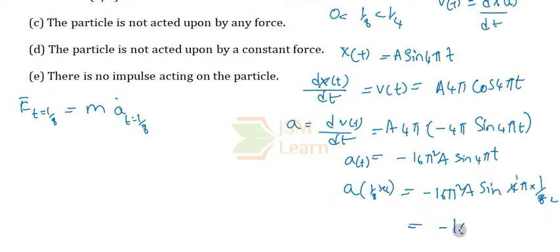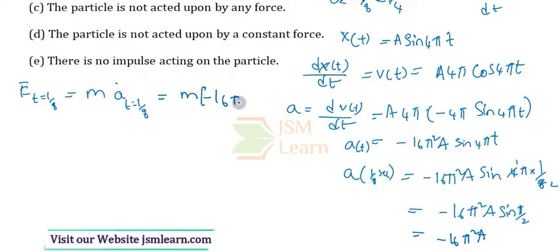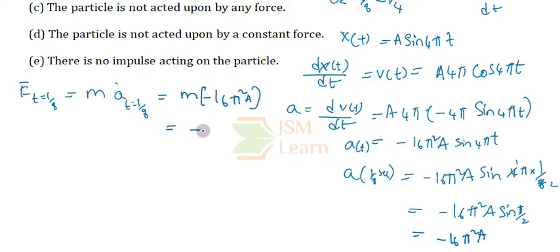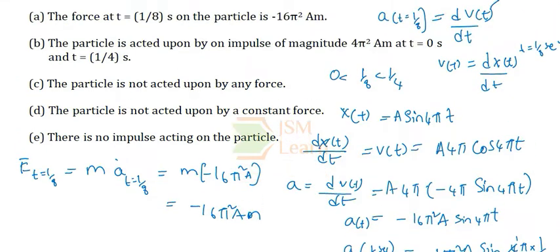So you obtain that acceleration is minus 4 pi square a sine pi by 2, that is nothing but acceleration value is minus 16 pi square a. So when you put here, you get mass into acceleration is minus 16 pi square a. When you further arrange, you get minus 16 pi square am is your force acting at t equals 1 by 8 seconds. So our option A is true. When you match, our option A is true.